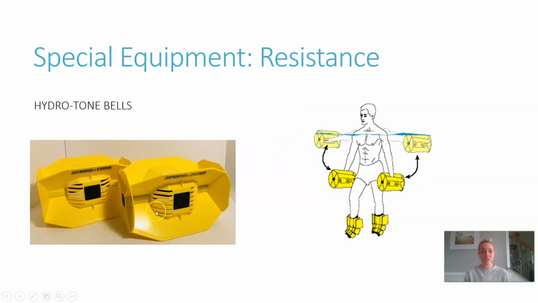Love these things. You can do all sorts of upper extremity exercises with these. You can do rows, horizontal abduction and adduction, flexion and extension. These are great tools for the water. They do also make boots, so you could do lower extremity exercises as well. So you could do 4-way hip, you can do knee flexion and extension, so quad and hamstring strengthening with these, because you'll get resistance in both directions, which is really nice.